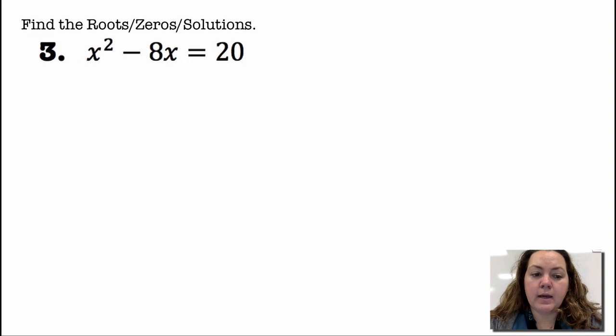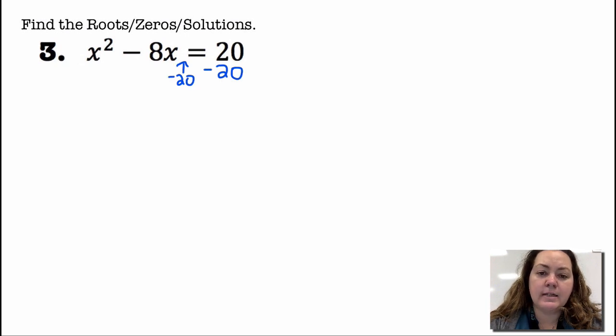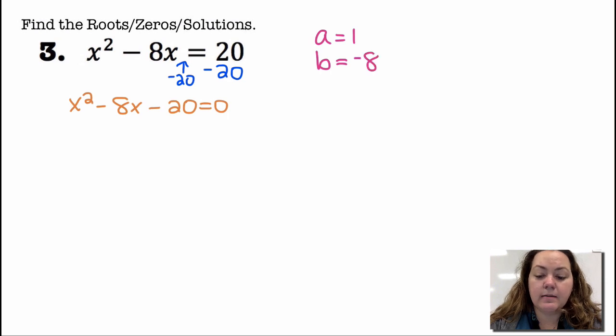All right, number 3, x squared minus 8x equals 20. Again, this one is not in standard form. I need the 20 to move. It's a constant, so I want it to be at the end, but in front of the equal sign. So I move it to the other side by subtracting, and I get x squared minus 8x minus 20 equals 0. So A is 1, B is negative 8, and C is negative 20.